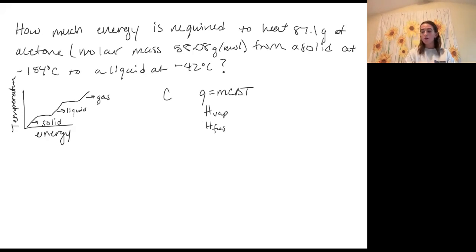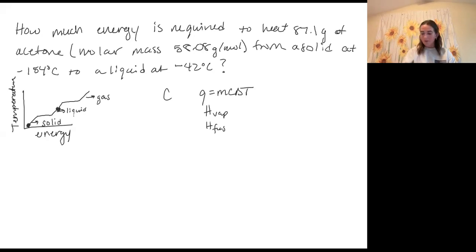Okay, so I told my students that showed up yesterday, I think of this as a roadmap. I always draw this little stepwise function on the side of my paper whenever I do these types of problems, and I pick a start and a finish line. So we are starting at a solid at minus 154 degrees Celsius, down here. We end up as a liquid at minus 42 degrees Celsius, so we might end up over here.